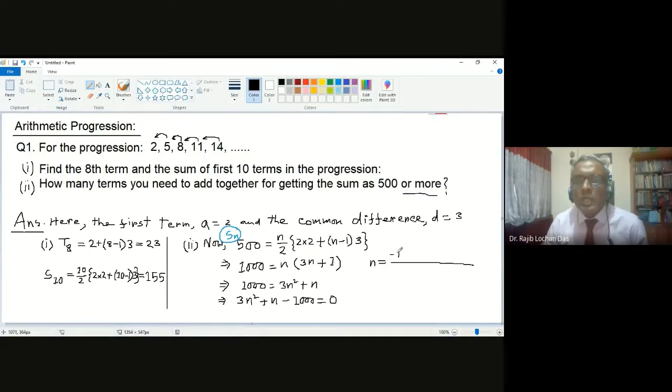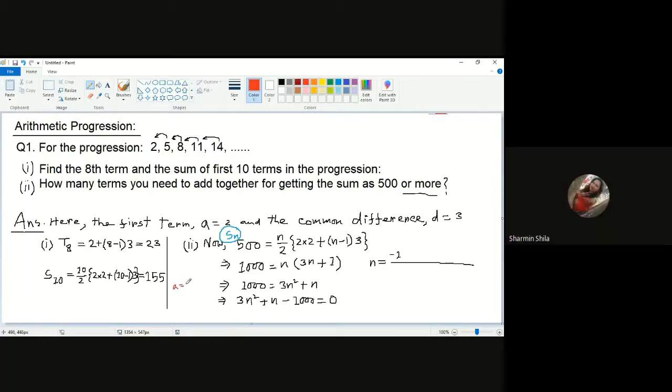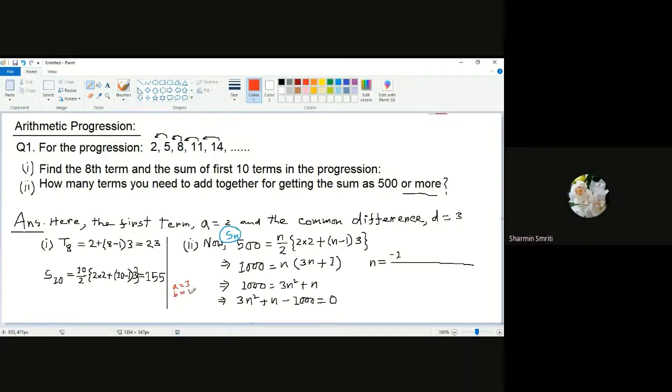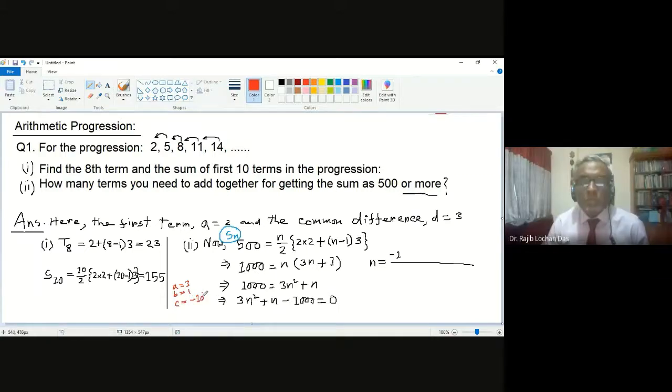So what is your A, what is B, what is C? A is 3. In this case, A is 3. And what is your B? B is 1. And what is your C? It is minus 1000. Not only 1000, minus 1000. Be careful.